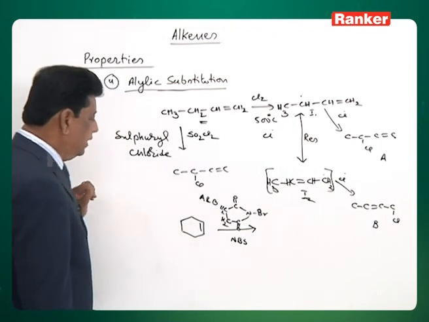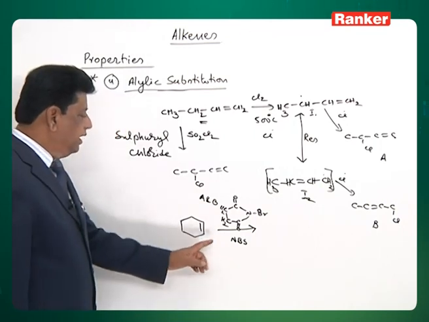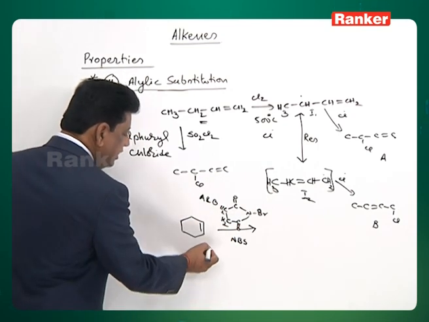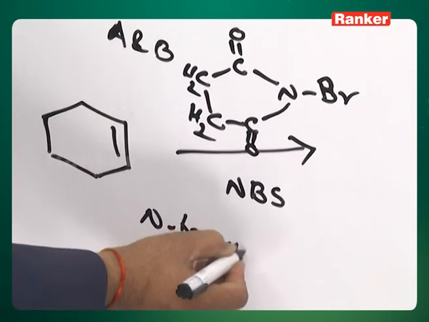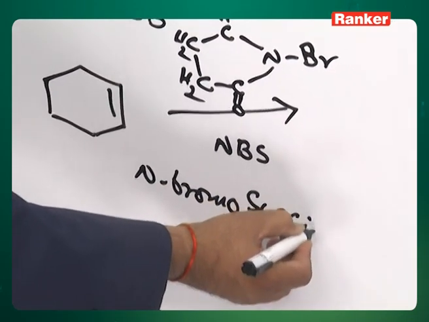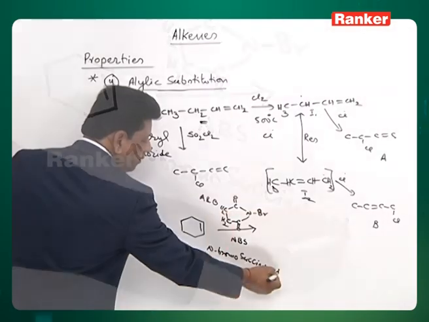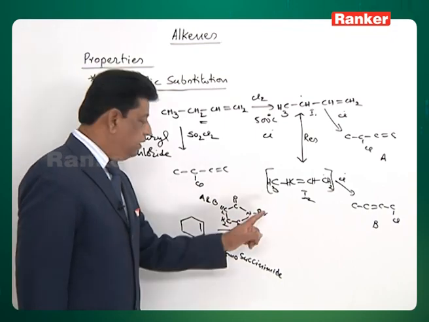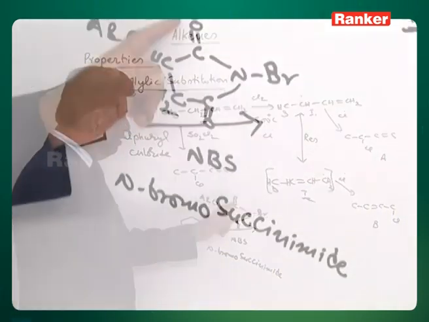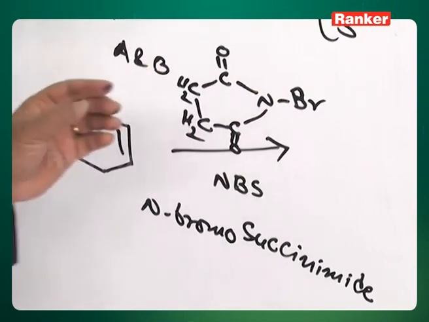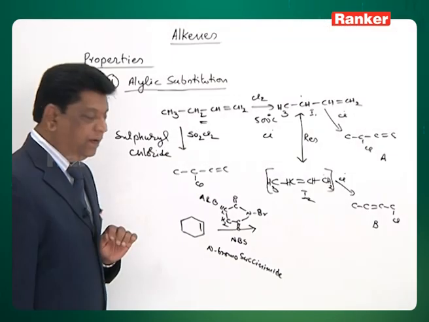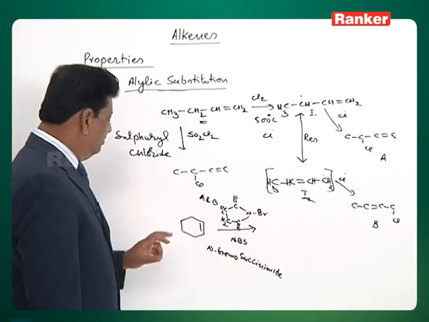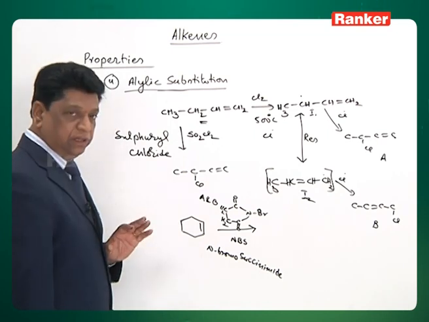Now, what does NBS stand for? NBS stands for N-bromosuccinimide. This slowly decomposes at this level, giving Br dot and N dot. The N dot has some resonance stabilization, so the reaction goes slowly. It is explained that the bromine free radical concentration is very suitable for the allylic substitution thermodynamically.